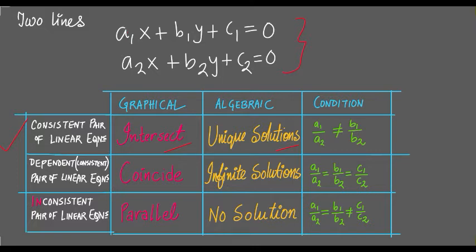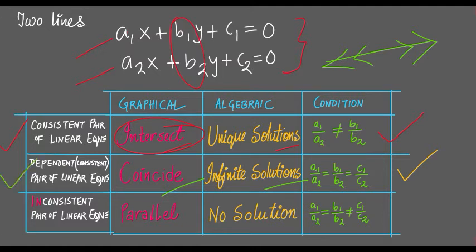That is, if a1 by a2, that is, the coefficient of x in one by the coefficient of x in the other, is not equal to the ratio of the coefficients of y, then also you can say that the pair of linear equations will be consistent and it will have a unique solution, and graphically it will intersect. And if the coefficients satisfy this condition, that is, the ratio of the corresponding coefficients of x, y and the constants are equal, then it will have infinitely many solutions. That is, the lines will be overlapping each other, that is, they coincide, and they are called a dependent or consistent pair of linear equations.